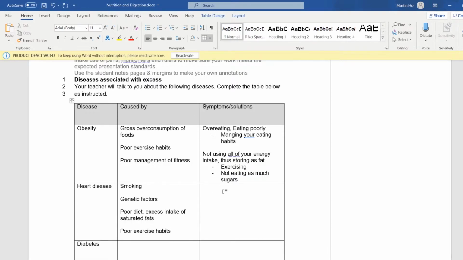So, one of the symptoms of heart disease is a higher risk of heart attacks. And a solution, of course, is not to smoke, as well as manage diet and exercise habits. Ensuring that your heart is healthy is your primary way in which to fight or combat heart disease. Sometimes, of course, with genetic factors, it does increase.